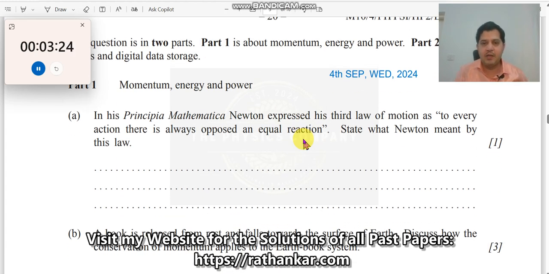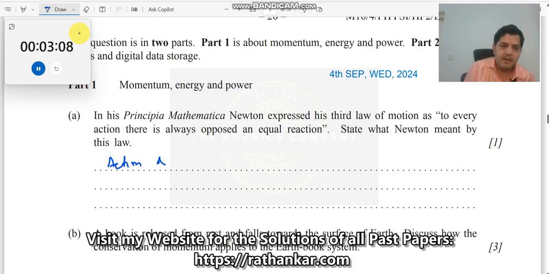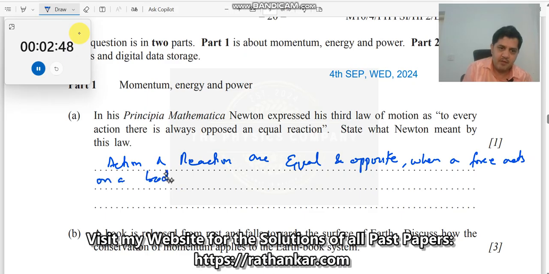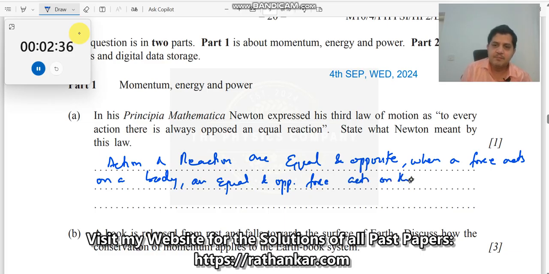In this Principia Mathematica, Newton expressed the third law of motion as: to every action there is an equal and opposite reaction. State what Newton meant by the law. So what is it? Very easy statement. You just need to write that action and reaction are equal and opposite, and when a force acts on a body, an equal and opposite force acts on the other body. So you have already stated it and also explained it. This will give you 1 mark.